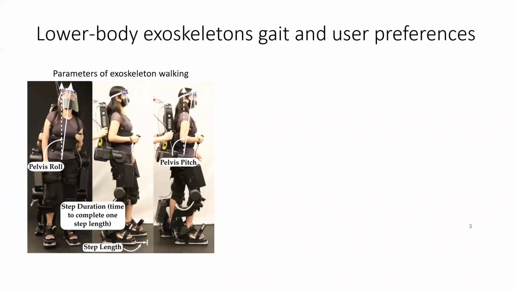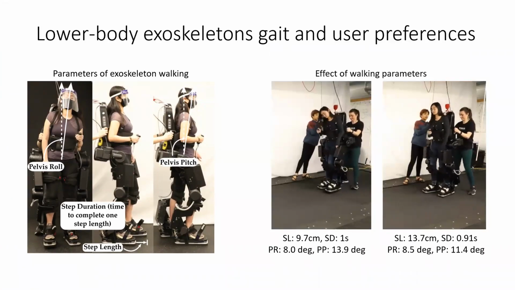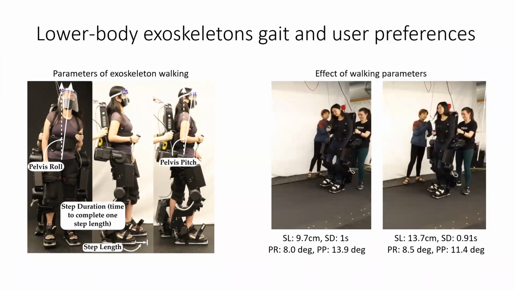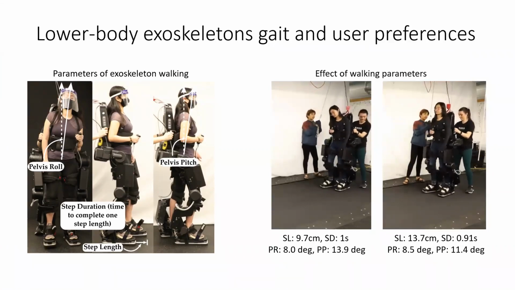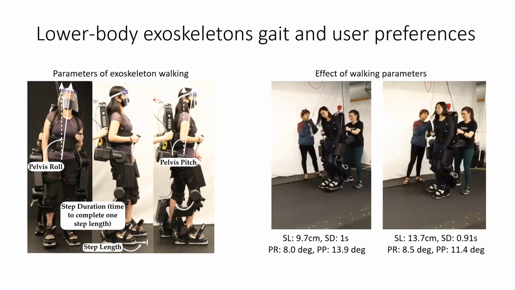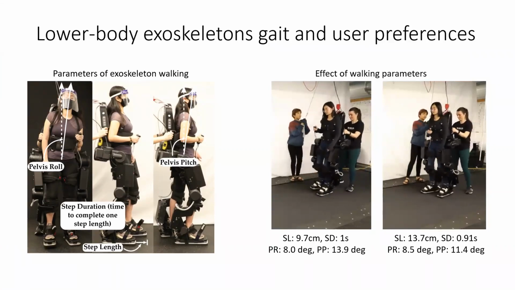The exoskeleton's walking gait is parameterized through a set of variables such as step length and step duration. You can see how these parameters influence the walking behavior here. The gait on the left moves really slowly compared to the one on the right. Different users usually have different gait preferences.